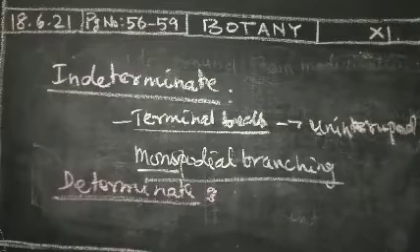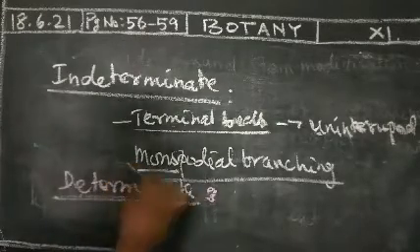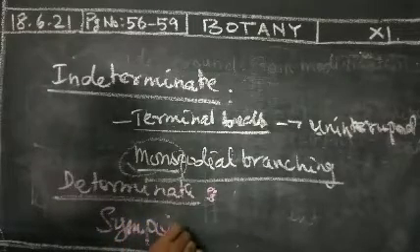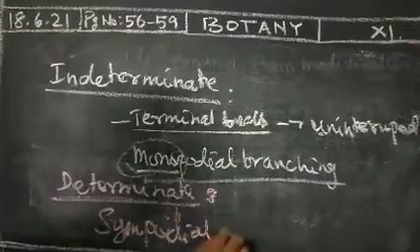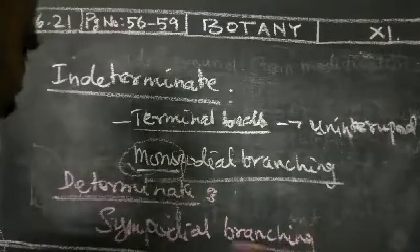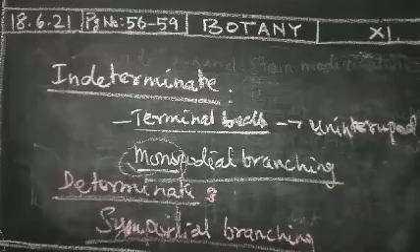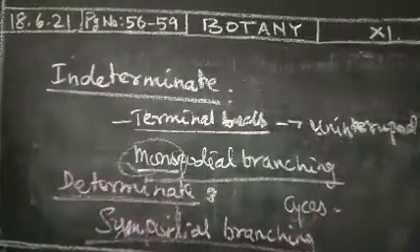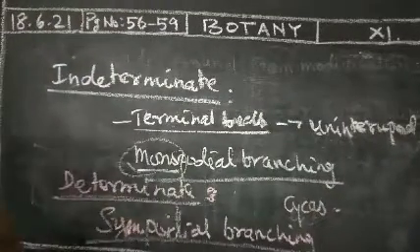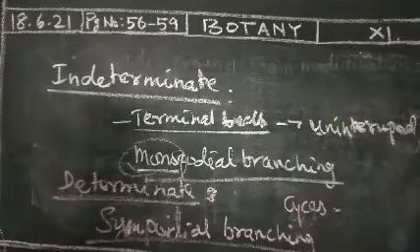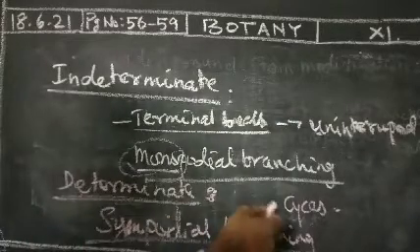In the same way as monopodial, this is known as sympodial growth or sympodial branches. For example, Cycas. With Polyalthia there is one uninterrupted type of growth, whereas determinate means sympodial growth will occur. For example, Cycas plants. Okay.